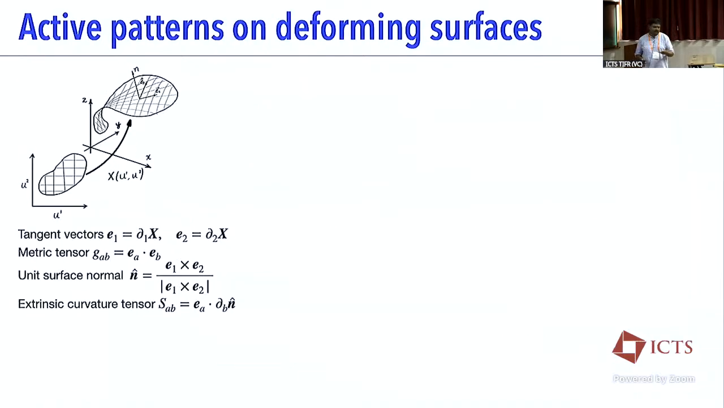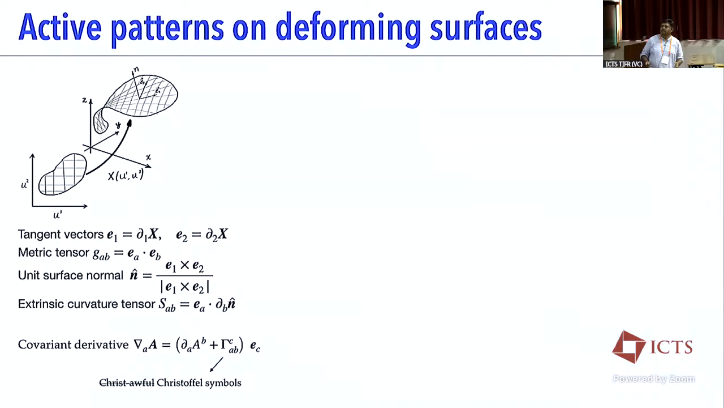Now, the traditional way of doing this is to put some intrinsic coordinates, and I assume you've all seen this: tangent vectors, metric tensor, normal, extrinsic curvature tensor. You do all that. And when it comes to covariant derivatives, oops, it's a bit complicated. So this is not my invention. This is well known in tensor analysis.